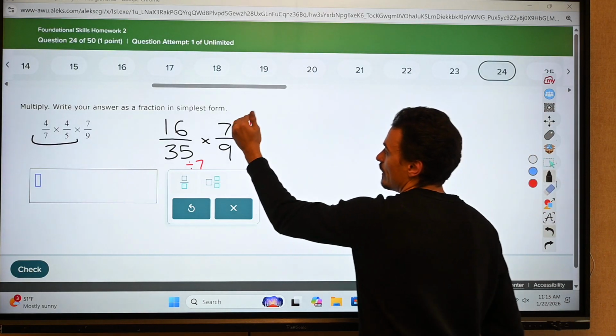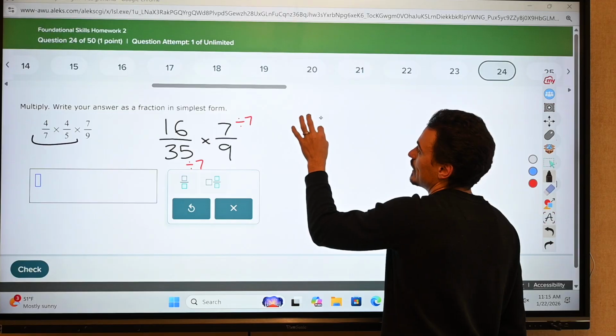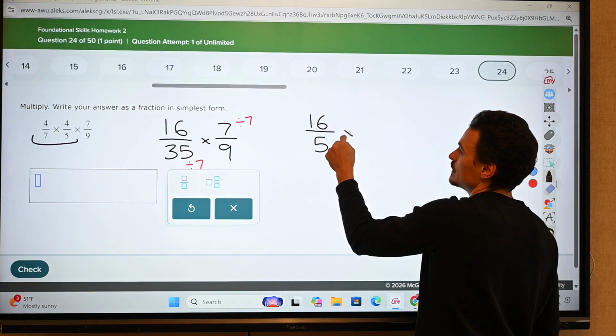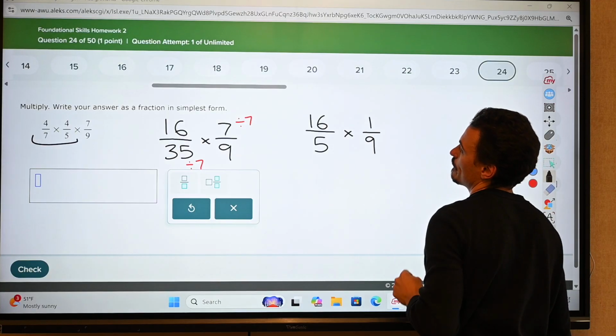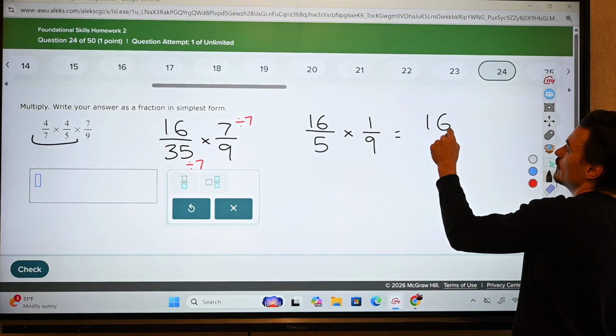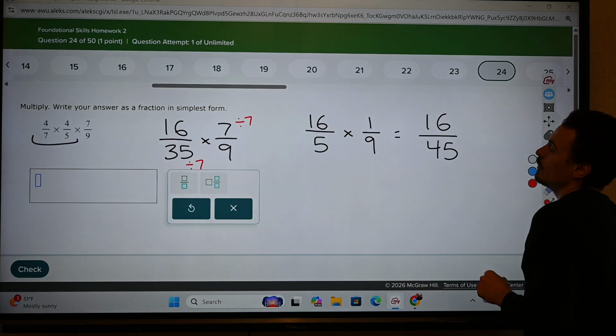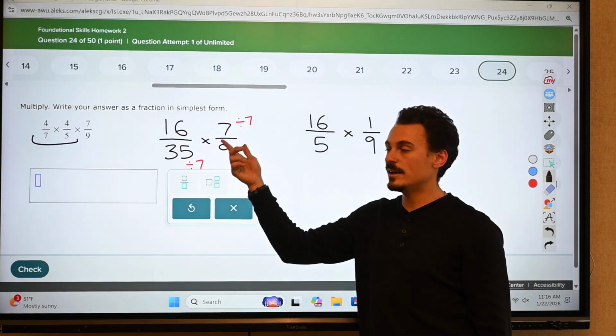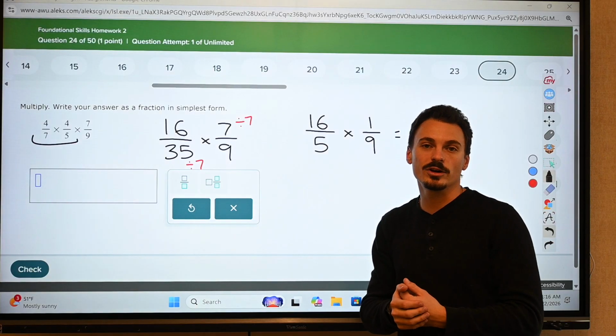So I could simplify this multiplication problem. Make that 16 over 5 times 1 over 9. I get 16 over 45. If you have no idea what I just did right there, that's totally fine. Just do 16 times 7 and then 35 times 9. And you're all good.